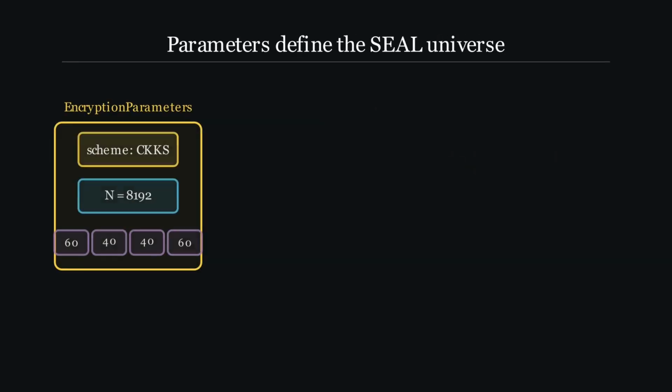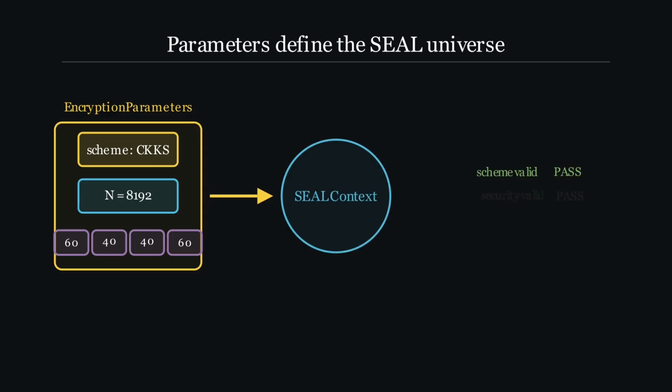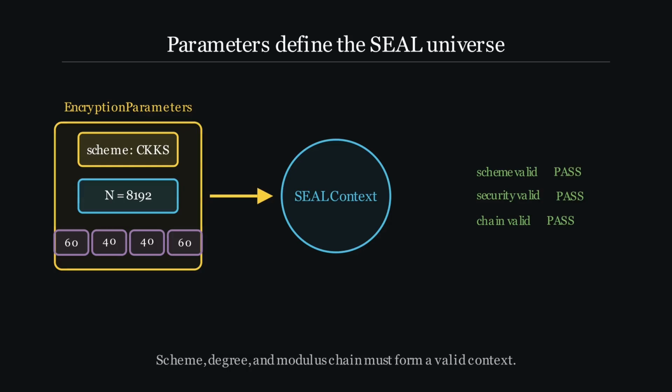The Microsoft SEAL workflow starts by constructing encryption parameters. The left panel selects the CKKS scheme, polynomial modulus degree 8192, and a coefficient modulus chain with 60, 40, 40, and 60-bit primes. These choices enter SEAL context as one configuration rather than unrelated settings.